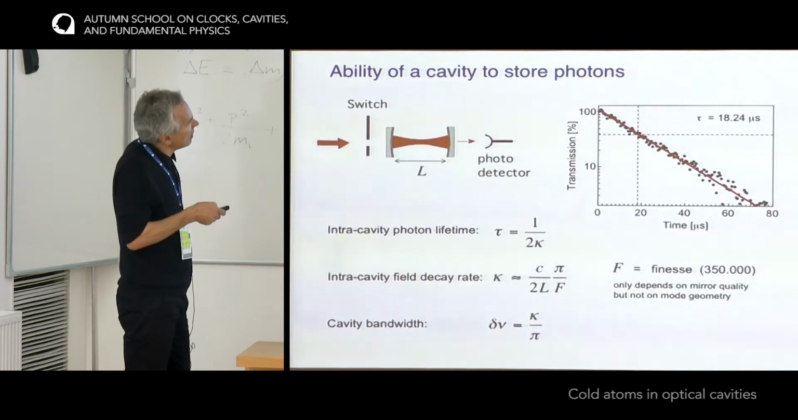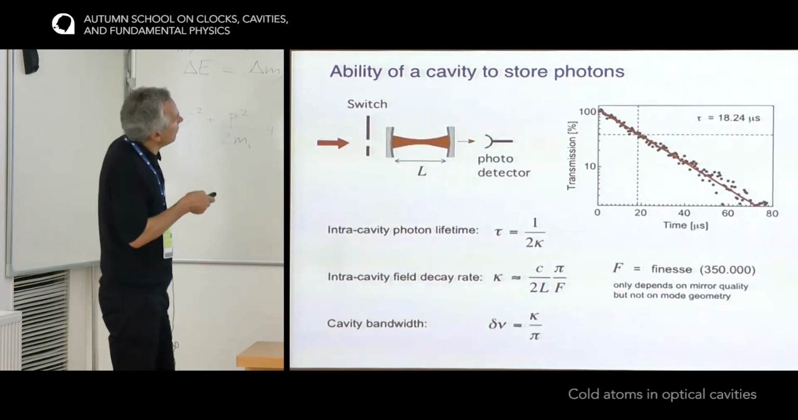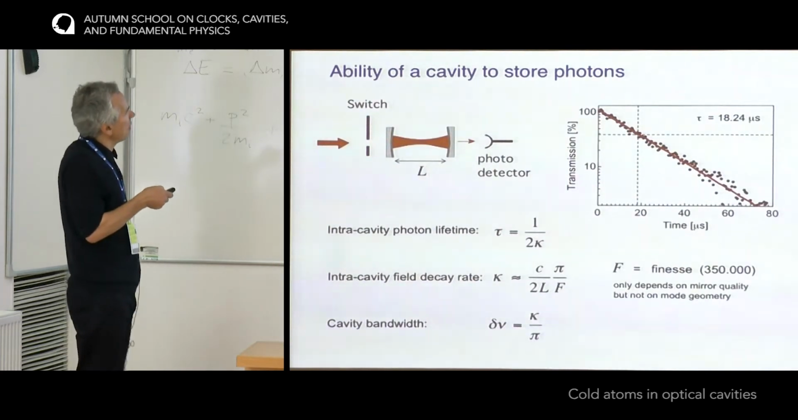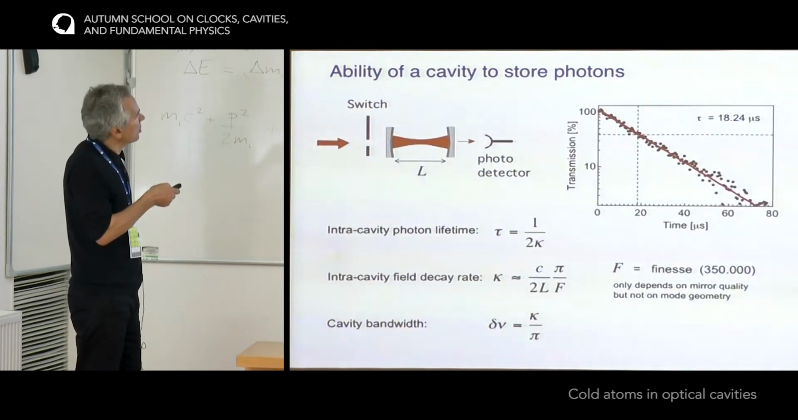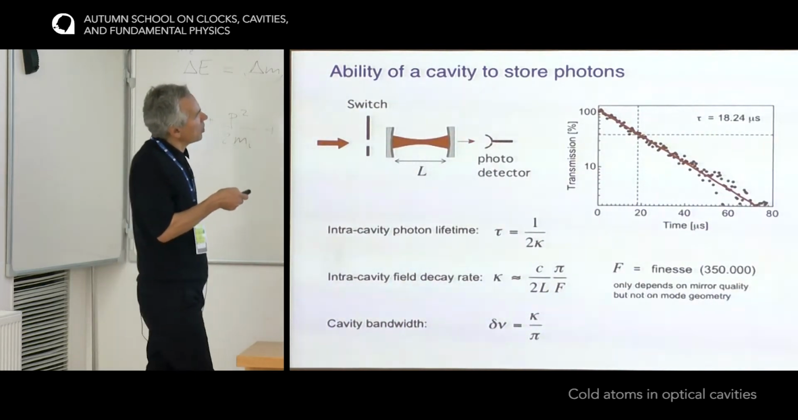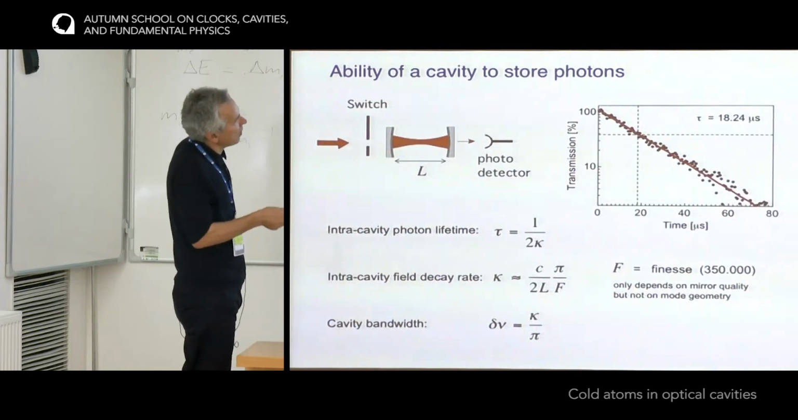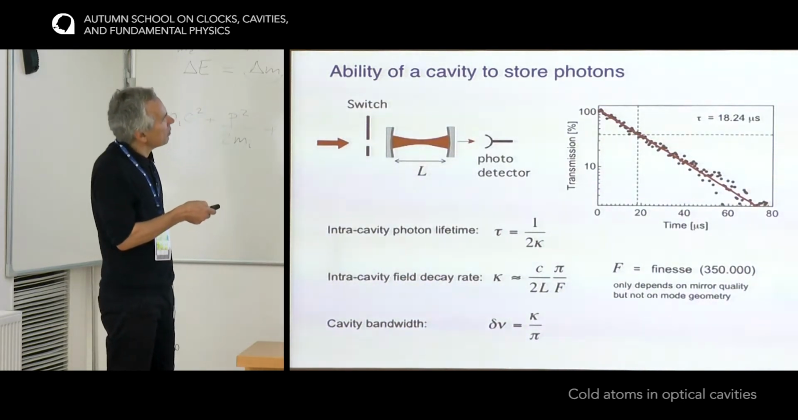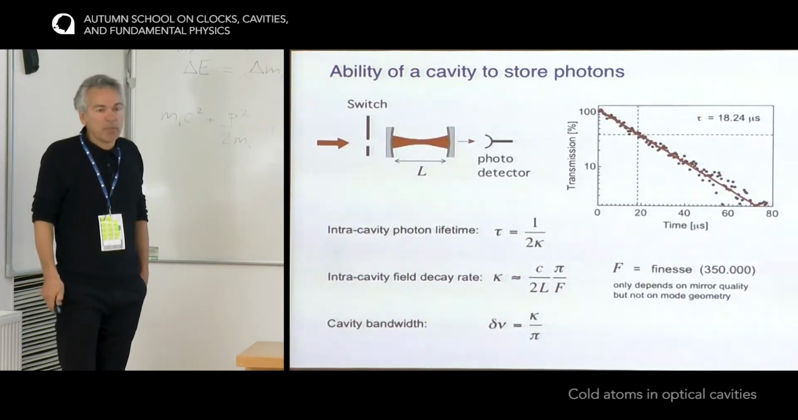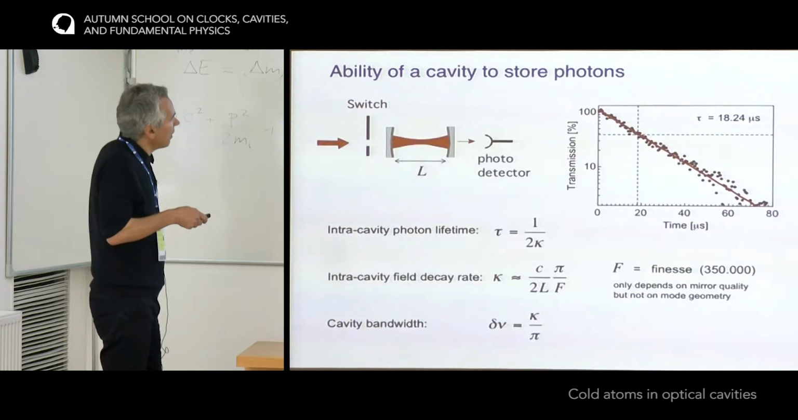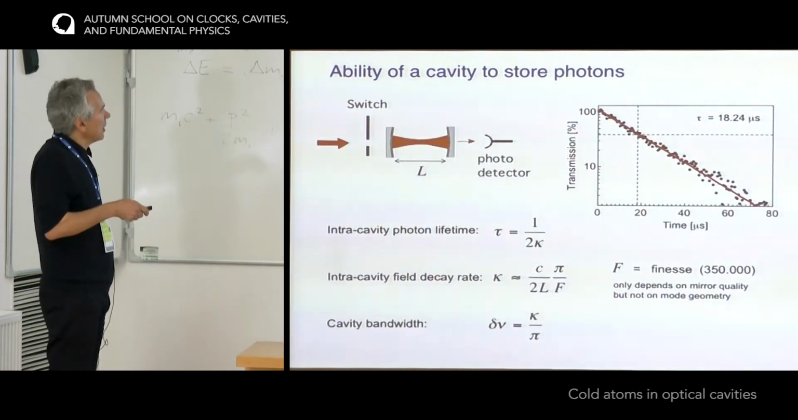And this is a typical curve that you get if you do this kind of experiment. You shine a laser beam onto your cavity, you switch off the laser beam at some time, and then you watch the photons leaking out of the cavity, and you see an exponential decay. And in our experiments, we typically have something like 18 microseconds photon lifetime.